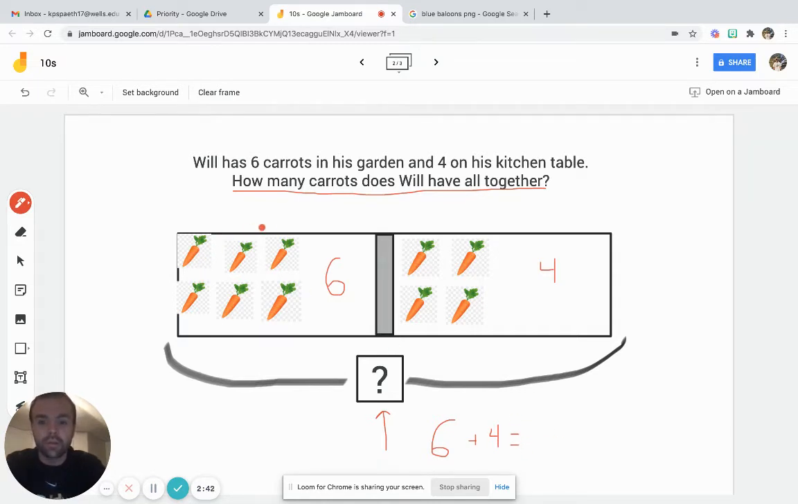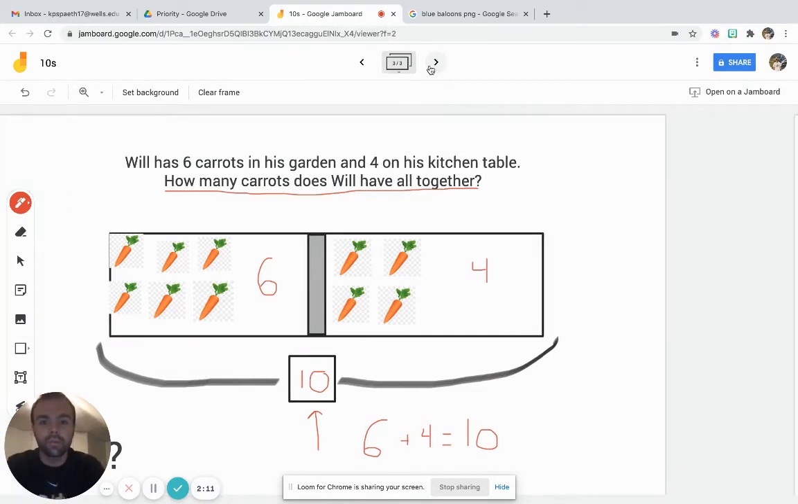We can count these out together. 1, 2, 3, 4, 5, 6, 7, 8, 9, 10. So 10 is going to be our total. We can get rid of our question mark and write 10 down here, because our total always goes at the bottom, which shows how many we have in the whole tape diagram. So we can answer our equation too: 6 plus 4 gives us 10. And 10 is the big number we've been talking about this whole time.